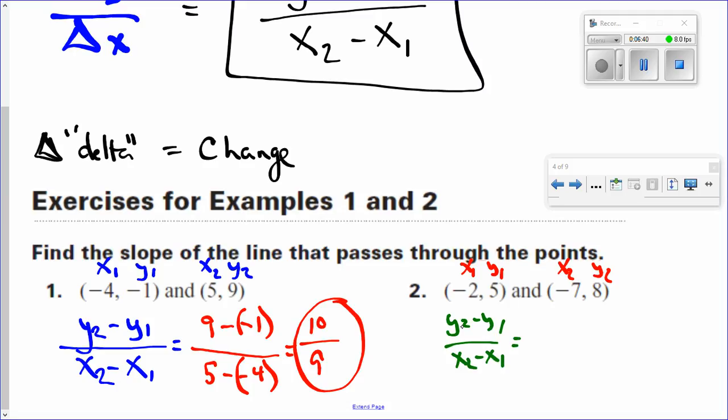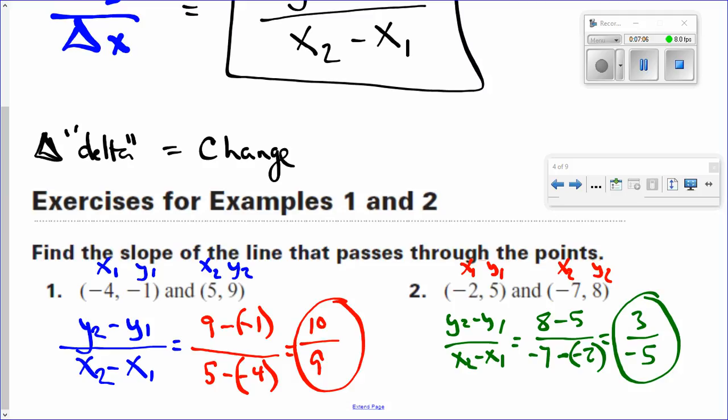What is my y2 value? It's 8. And I'm going to subtract my y1 value, which is 5. x2 minus x1, I'm going to put my subtraction sign in there right away. x2 is -7. x1 is a -2. When I get done subtracting, 8 minus 5 is 3. -7 minus a -2, that's really like -7 plus 2. That makes a -5. So my slope is a -3/5.